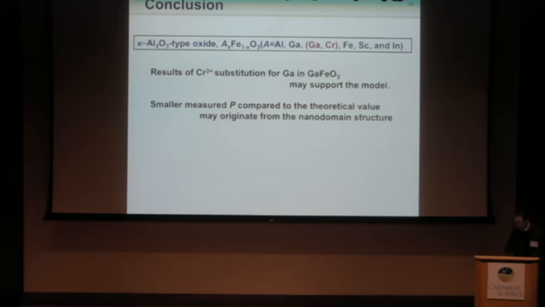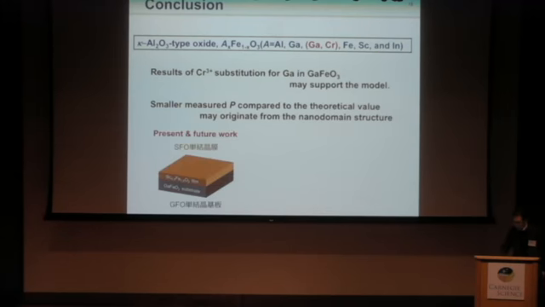So we are now estimating that this is due to the nano-domain structure. And we are now preparing to confirm this origin. We are preparing a complete single crystalline film on a single crystal, and to measure to check the theoretical value of 20 to 25 microcoulomb per square centimeter. Thank you for your attention.